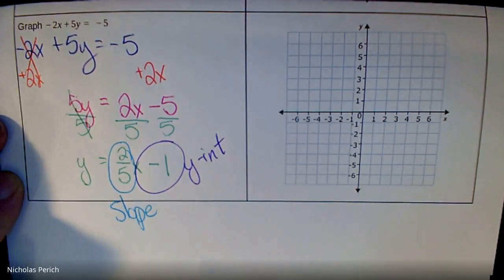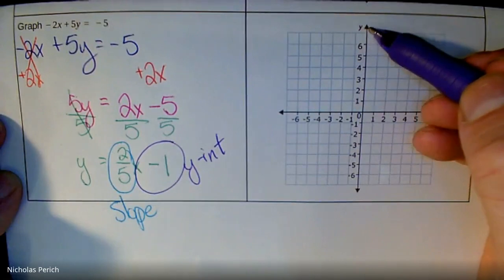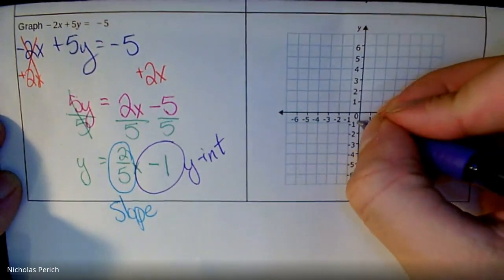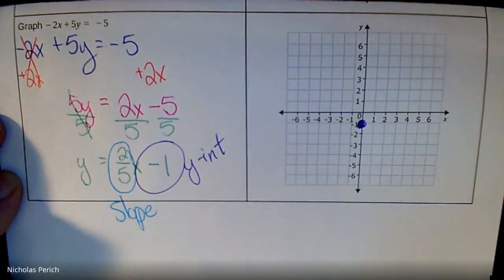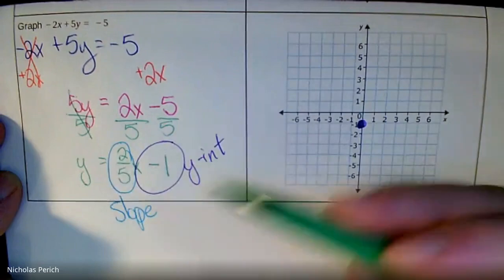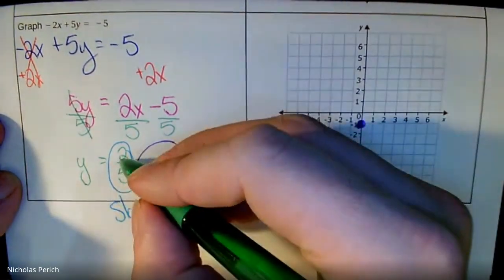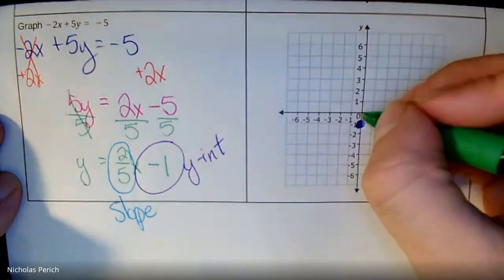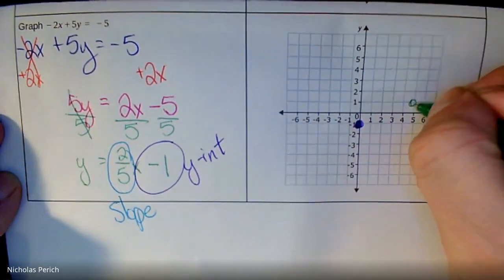So my y-intercept is negative 1, which means I go to my y-axis and go down to negative 1 and put a dot there. I go to my slope and use that slope to make more points. So I go up and to the right because it's positive. Up 1, 2, right 1, 2, 3, 4, 5, put a dot.